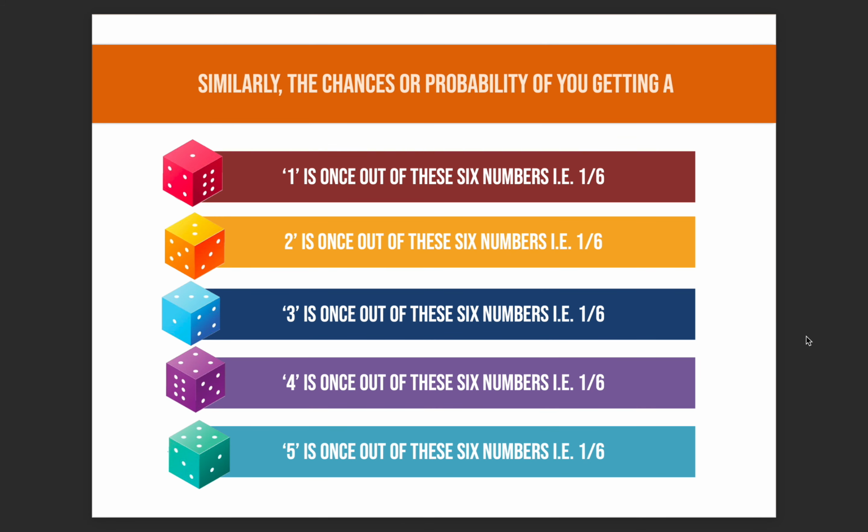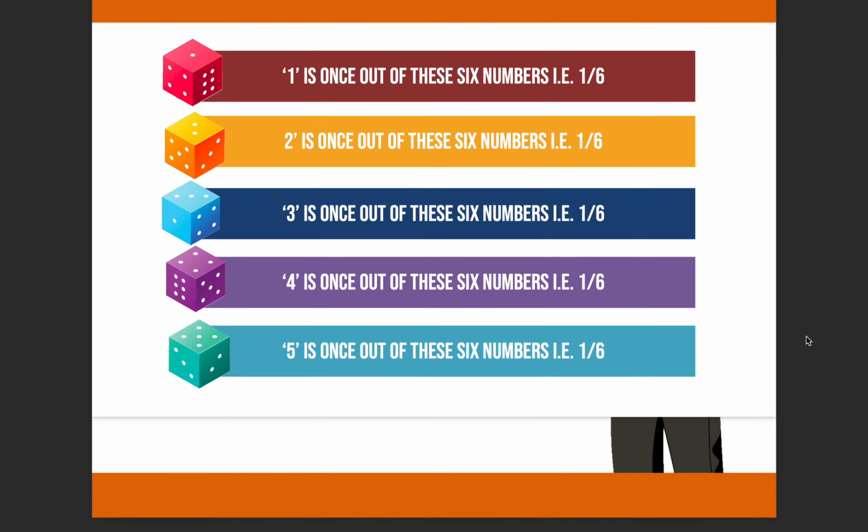Similarly, the probability of you getting a 1 is once out of these 6 numbers, that is 1 upon 6. The same goes for 2, 3, 4, and 5 also.